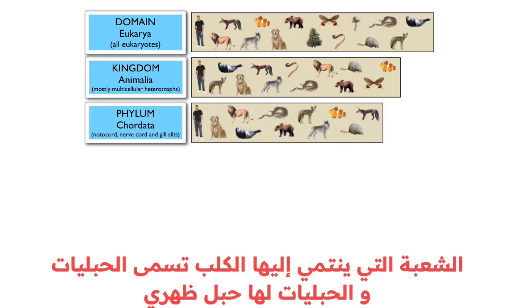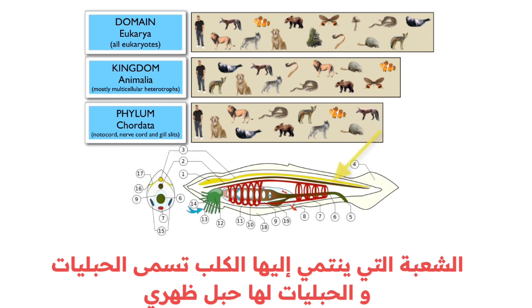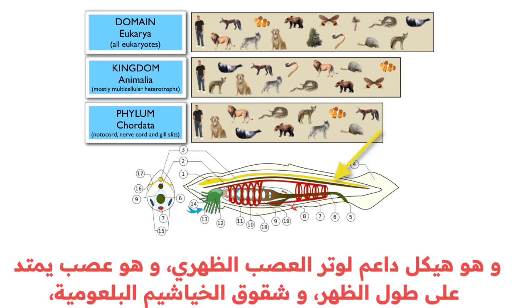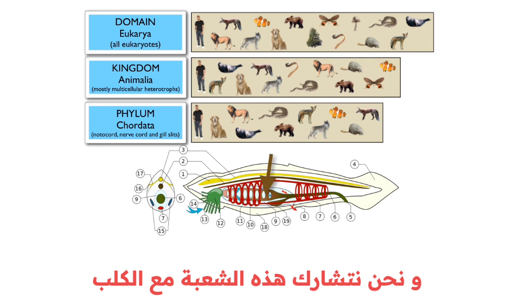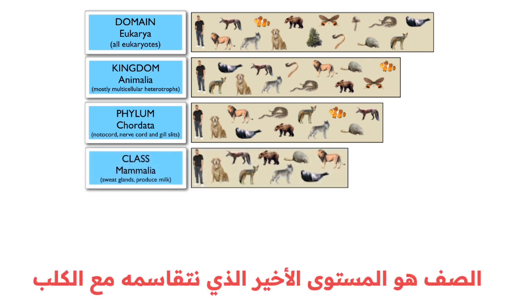The phylum that the dog is in is called Chordata, and the chordates have a notochord, which is a supportive structure for a dorsal nerve cord. That's a nerve that runs down the back, and pharyngeal gill slits, and we share this phylum along with the dog. The class is the last level that we share with the dog.